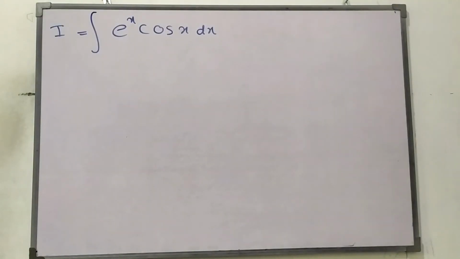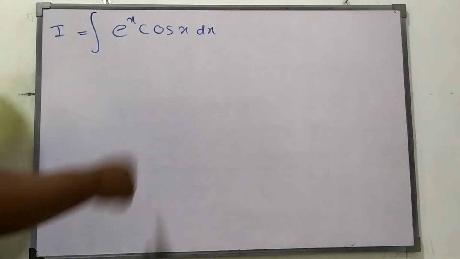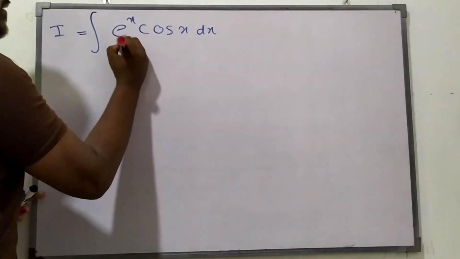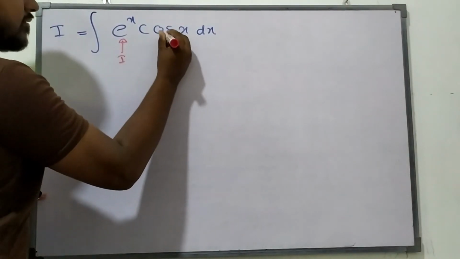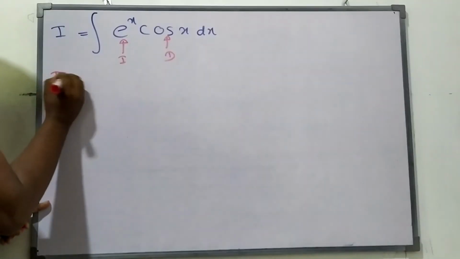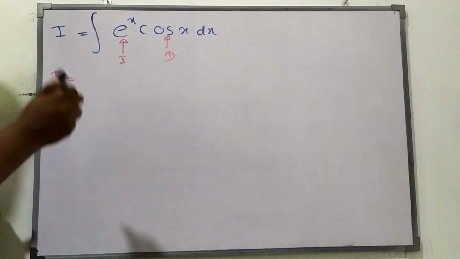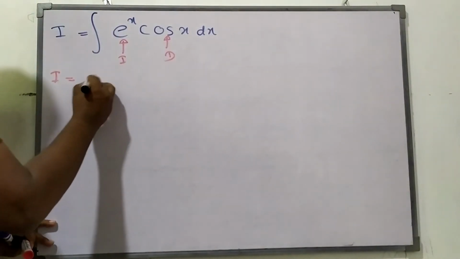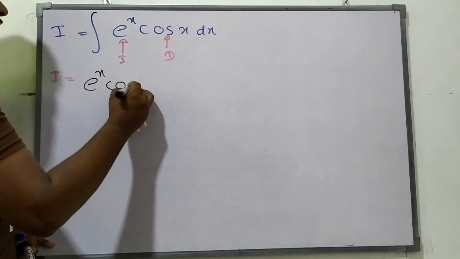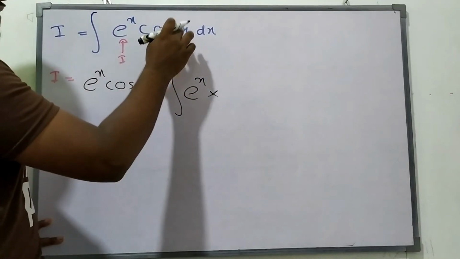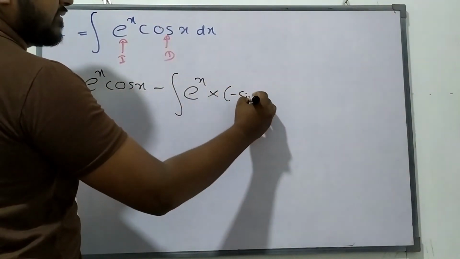Okay, this is my next example. e to the x into cos x. How to do it? So you can see both can be differentiated and integrated, right? So therefore, selecting this as integration, this as differentiation. Integration value into differentiation function, minus integration value into differentiation answer. It's minus sin x.